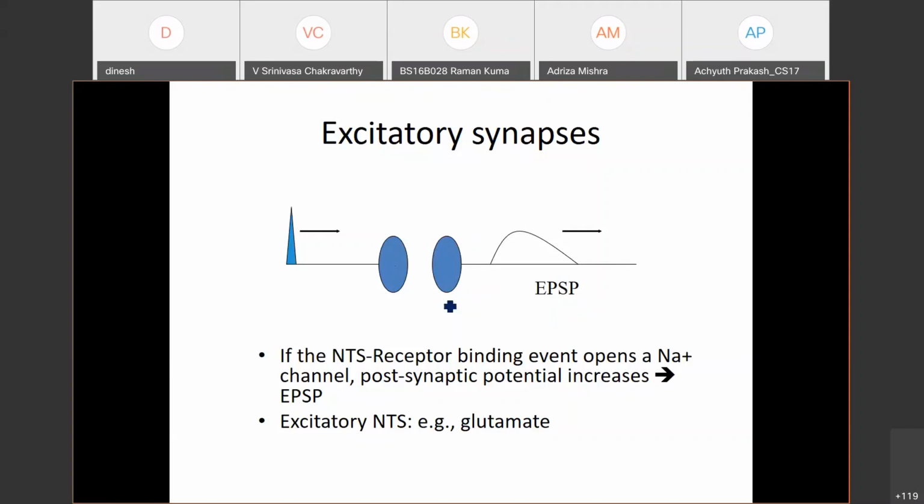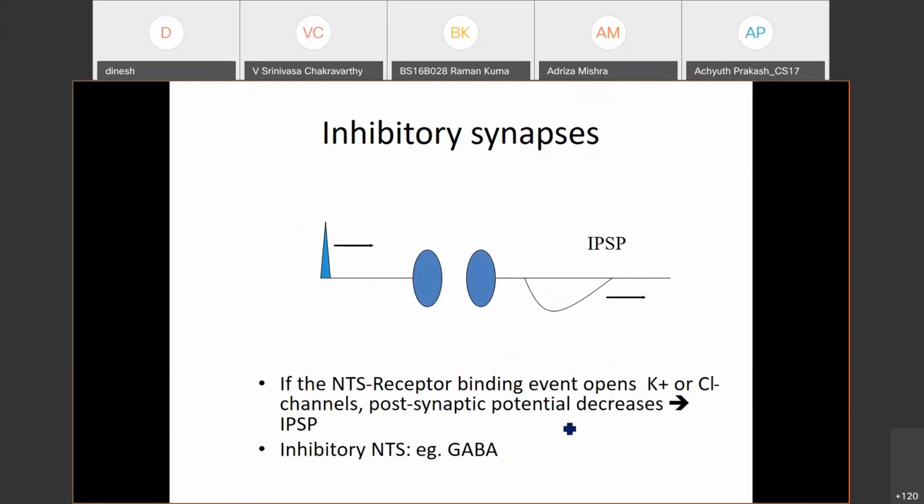A typical neurotransmitter released by the presynaptic side, which has this kind of action, is glutamate. Such a neurotransmitter is called an excitatory neurotransmitter. And glutamate is a very typical example of an excitatory neurotransmitter, found pretty much everywhere in the brain.